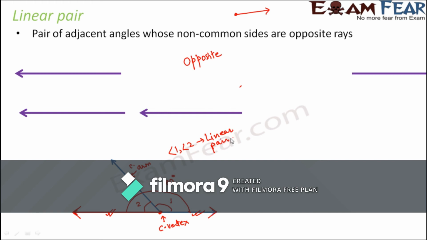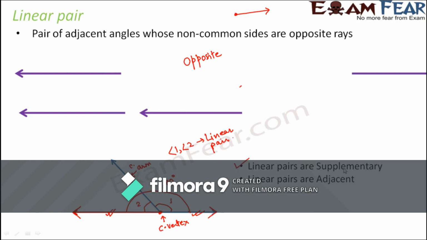So linear pair would mean that basically the two angles will be adjacent, plus the non-common sides need to be opposite rays. That is, they also need to make an angle of 180 degrees. So based on this, what do we see? In order to become a linear pair, two angles should satisfy these two conditions.